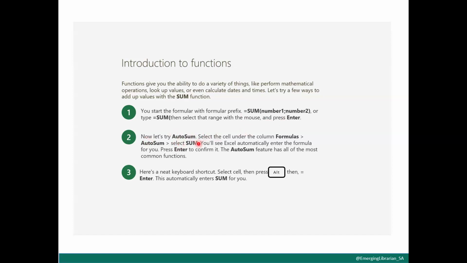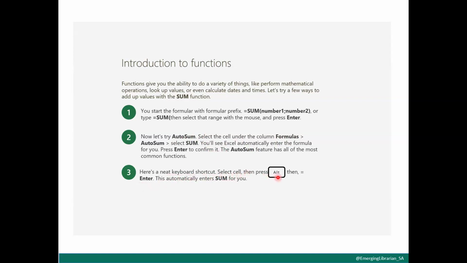Now let's try the auto sum. Select the cell under the column formulas, auto sum, and select sum. You will see Excel automatically enter a formula for you. Press enter to confirm it. The auto sum feature has all of the most common functions. So we also have the auto sum. If you don't want to type it, you can still go to auto sum, and then Excel will give you this formula for you. Here's a neat keyboard shortcut.